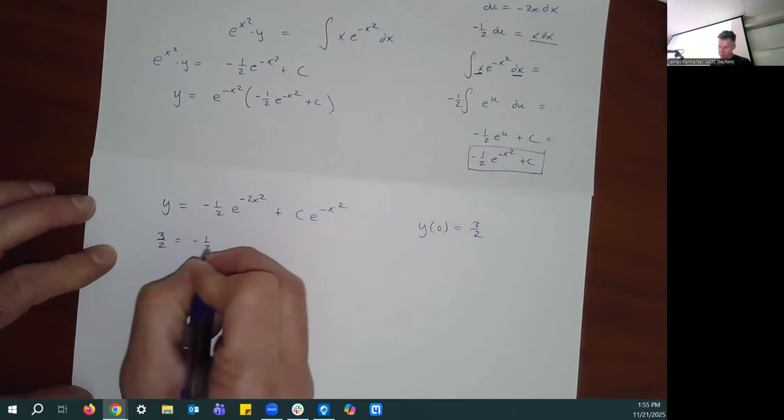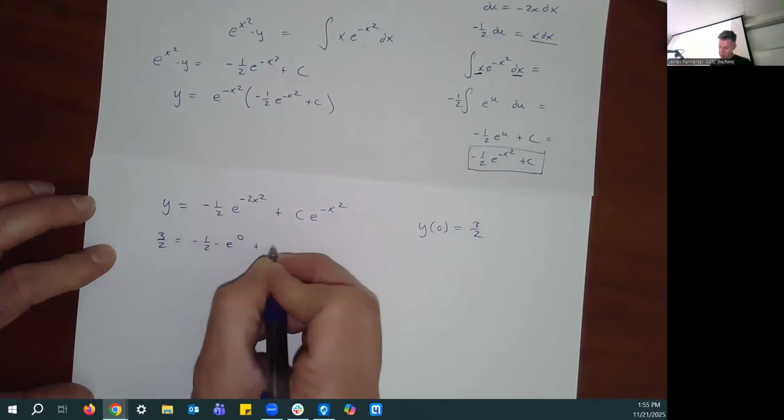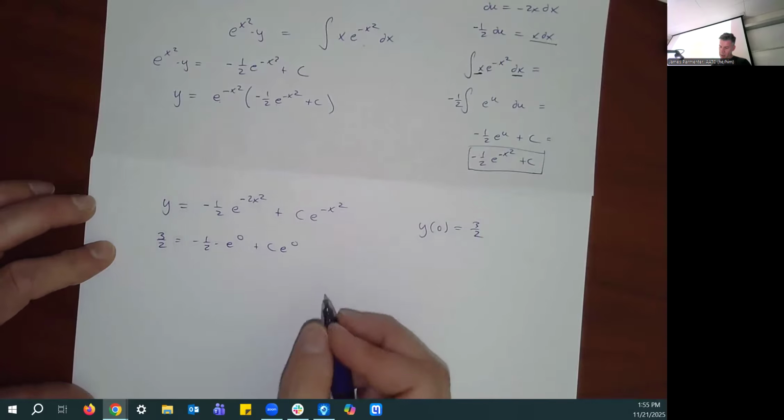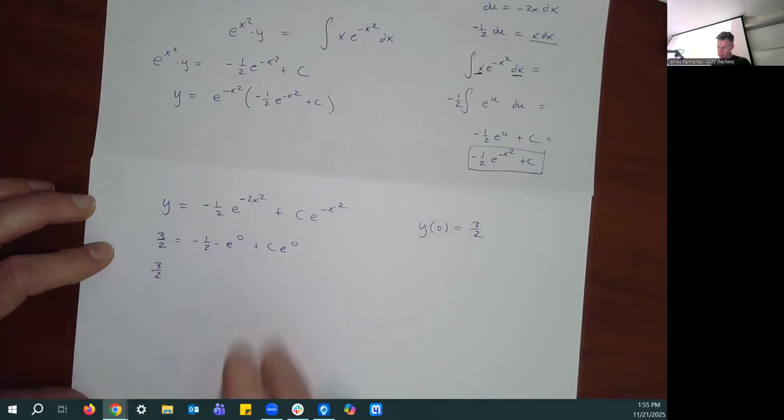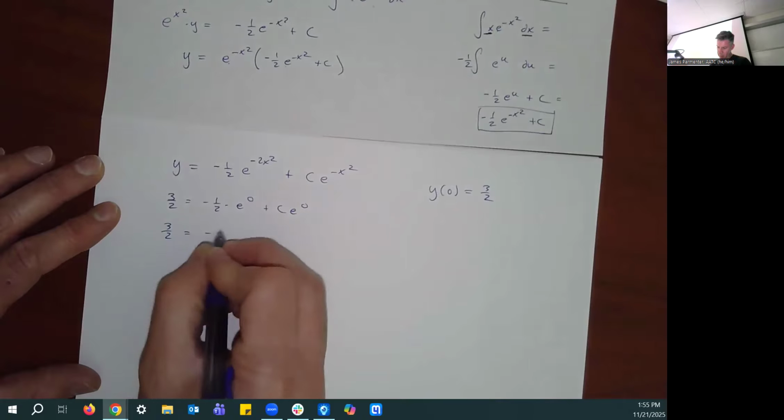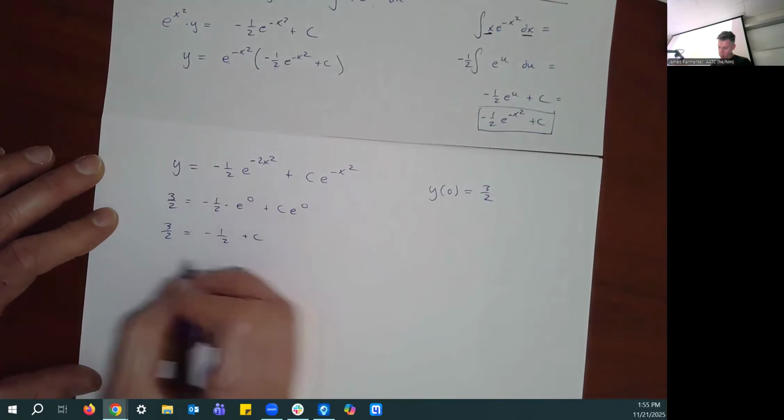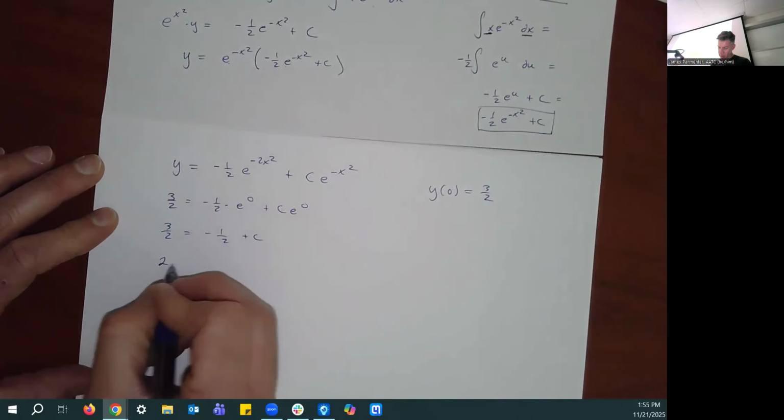So you get negative 1/2 times e to the 0 plus c times e to the 0. Oh, that works out great. So then you have 3/2 equals negative 1/2 plus c. So 3/2 plus 1/2 is 2 equal to c.